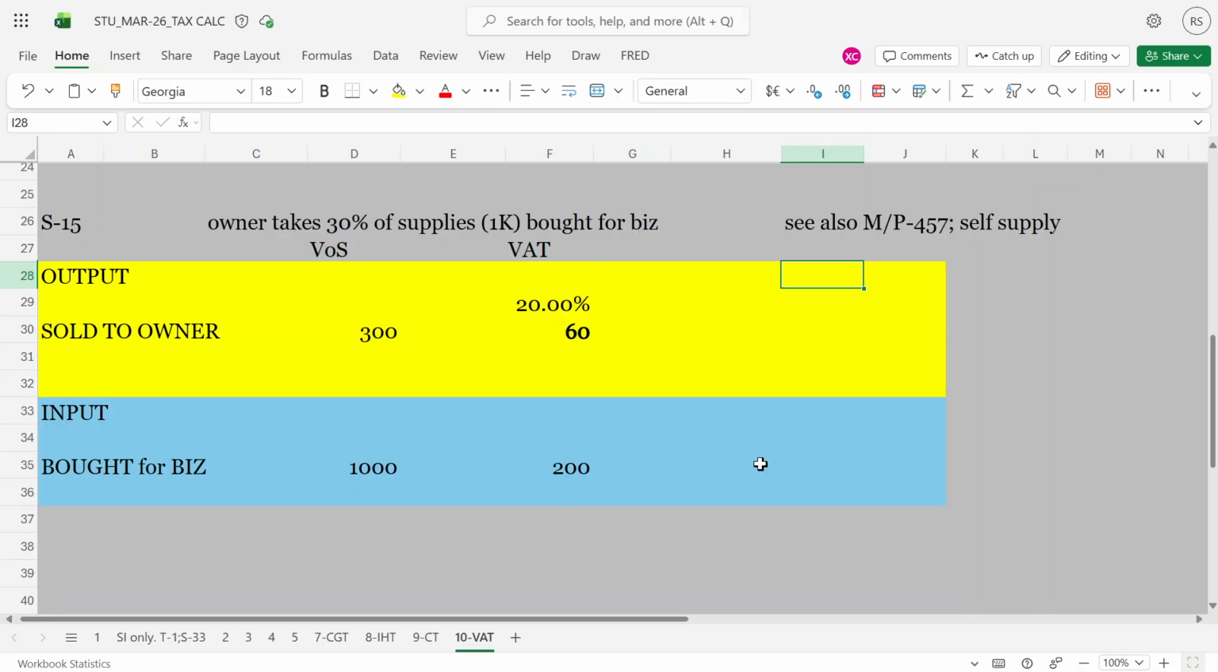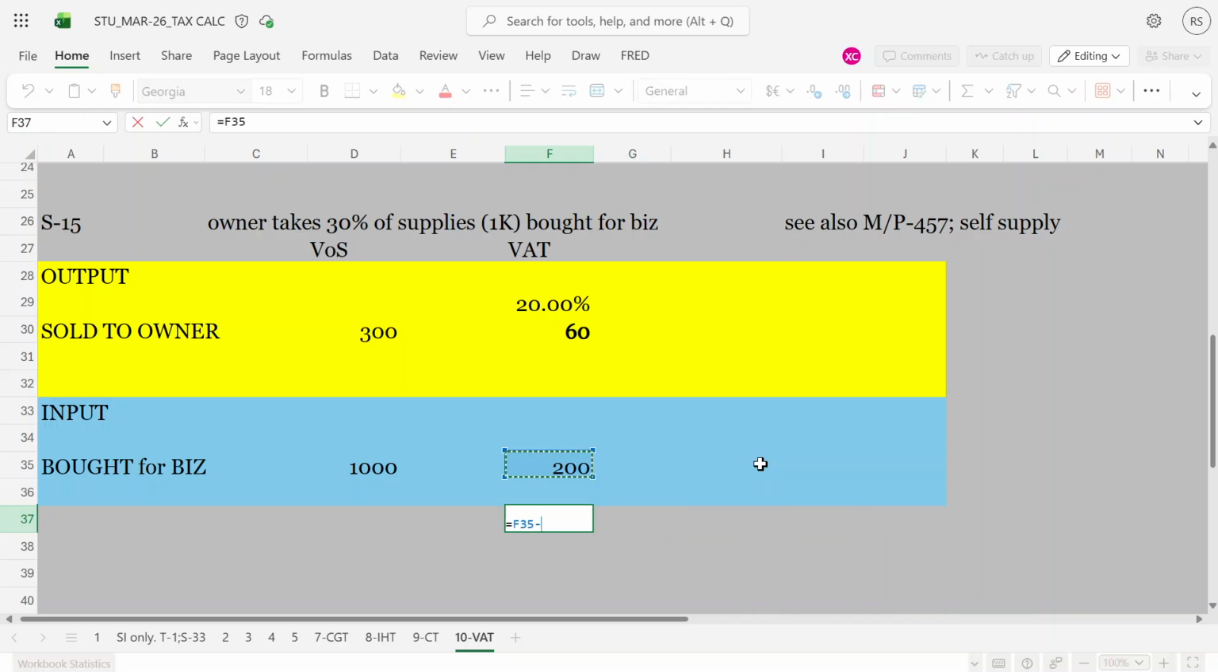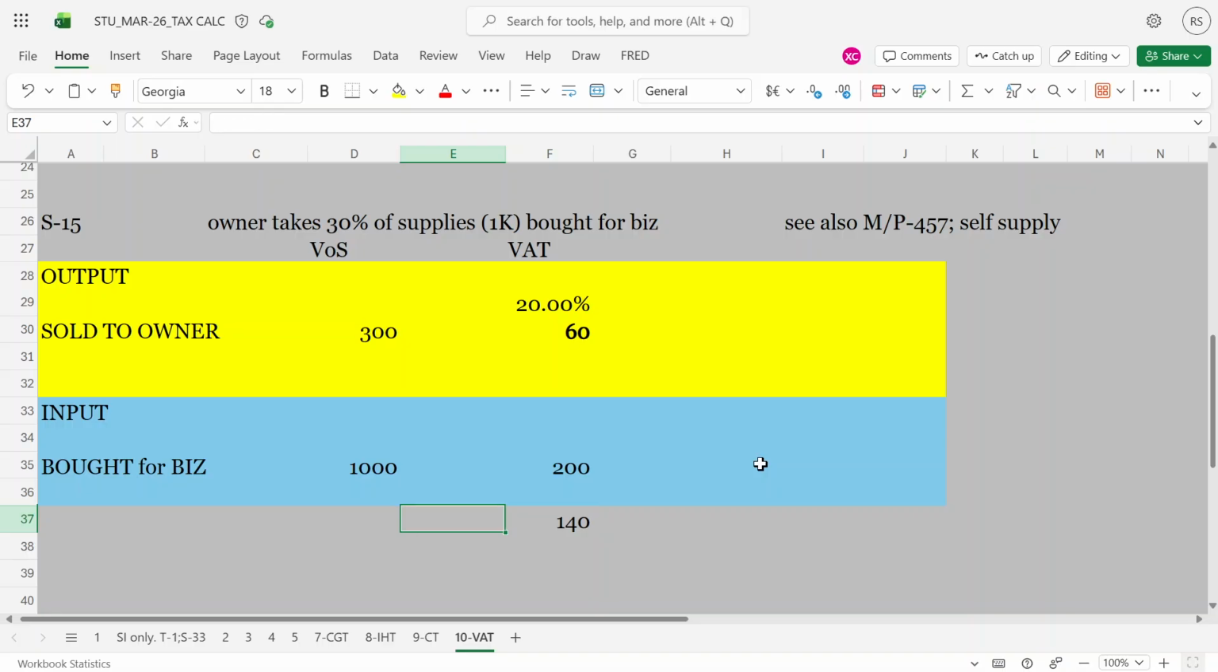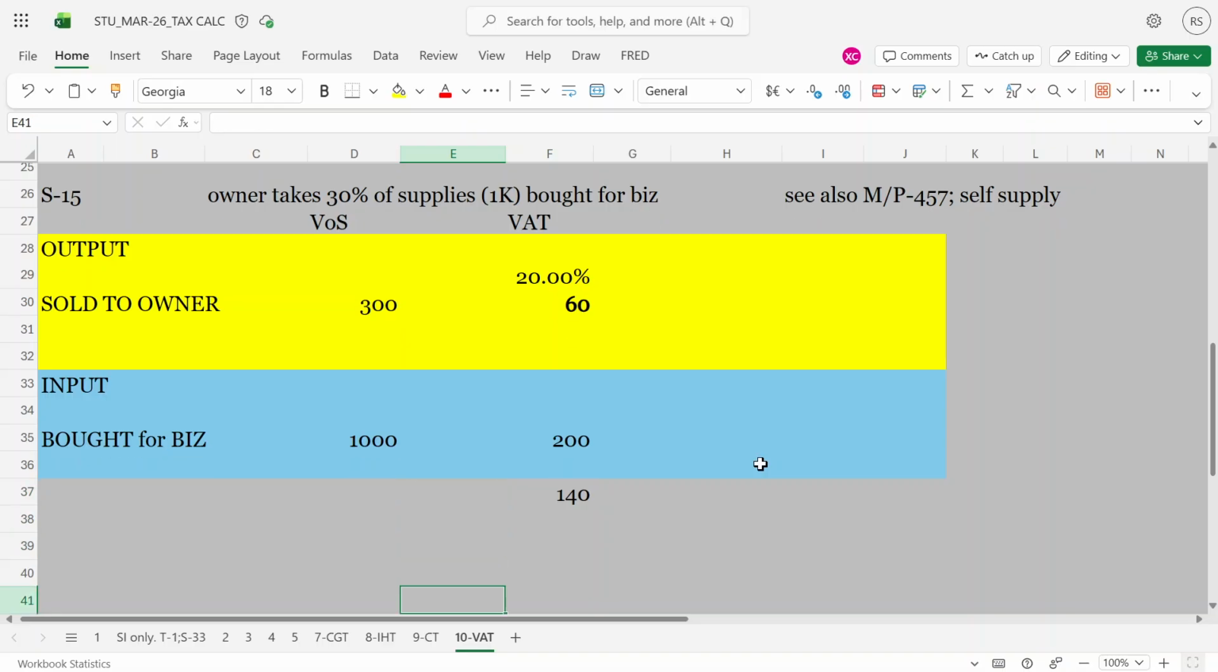Now here, whatever is in the output VAT you have to pay to HMRC. Whatever is in the input VAT, you can claim from HMRC. So the net claim will be only 140. You understand? Here only 140 can be claimed because you have to show the amount that the owner took like this.